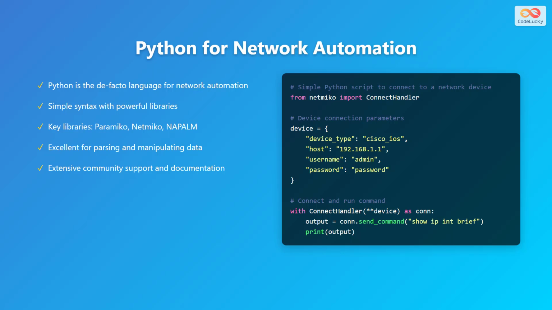Here's a simple Python script using the Netmiko library to connect to a network device, establishing the device connection parameters such as device type, host, username, and password. Then it connects to the device and runs a command such as show ip interface brief and prints the output.